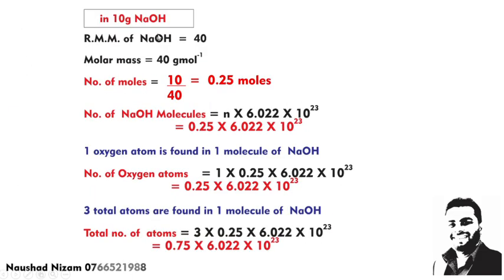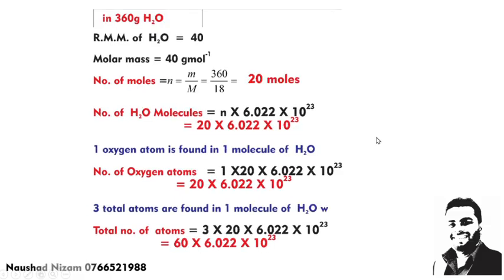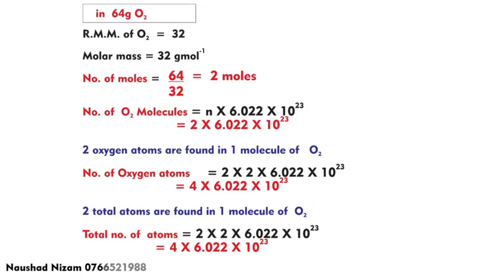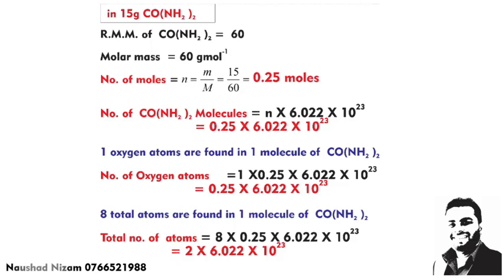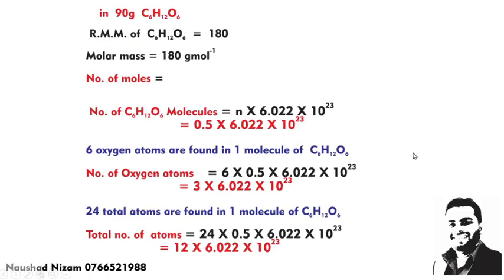So likewise, you can calculate with 10 grams of sodium hydroxide, 360 grams of water molecule. These calculations are given. You can check your answers. 64 grams of oxygen molecule, and 15 grams of urea molecule. So number of moles, number of molecules, number of oxygen atoms, or number of hydrogen atoms, or whatever. The total number of atoms are calculated in this way. In glucose, 90 grams is also given.